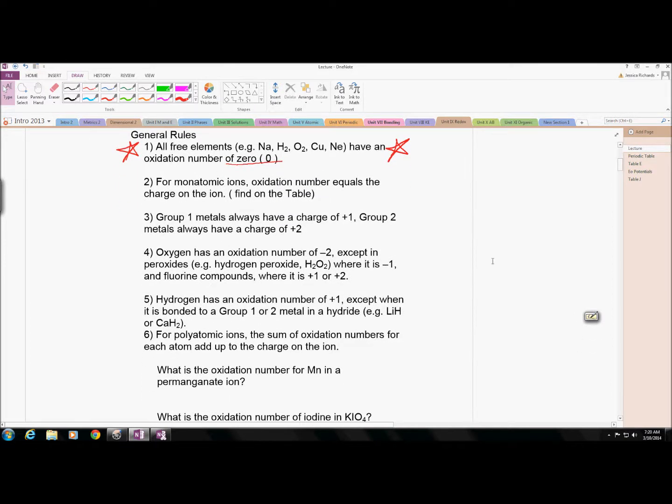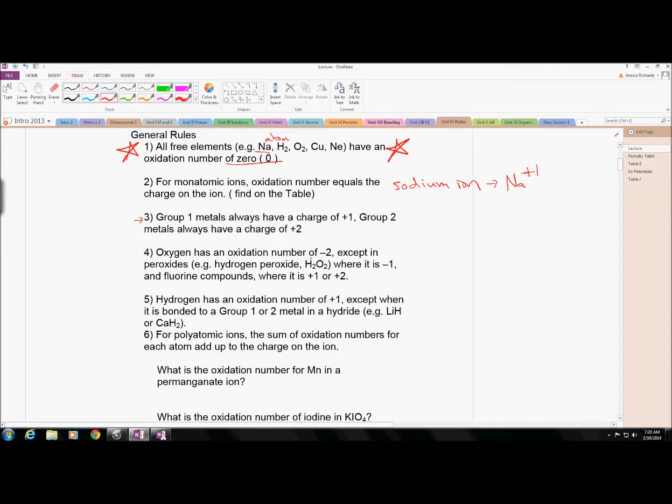Monatomic ions, mono meaning one, only have one atom in them. Those have an oxidation number, and that's their charge. For example, if I have a sodium ion instead of a sodium atom, that's sodium with a charge, so its oxidation number would be +1. Group 1 are always +1, Group 2 are always +2. This is an important rule because it has no exceptions. Other rules will have a few exceptions.